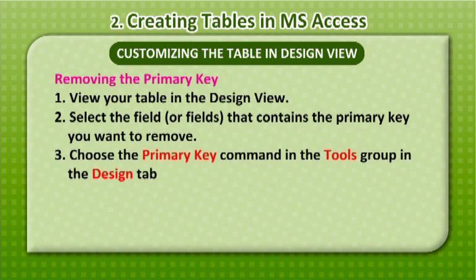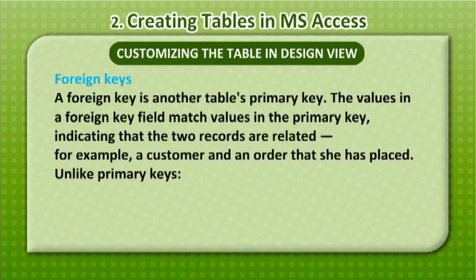Removing the primary key. 1. View your table in the Design View. 2. Select the field or fields that contain the primary key you want to remove. 3. Choose the primary key command in the Tools group in the Design tab. Foreign keys. A foreign key is another table's primary key. The values in a foreign key field match values in the primary key, indicating that the two records are related.